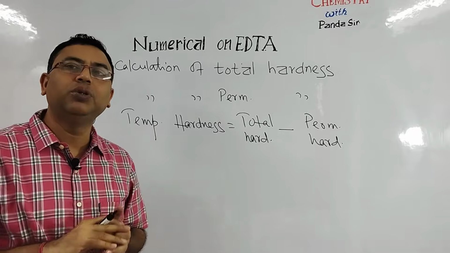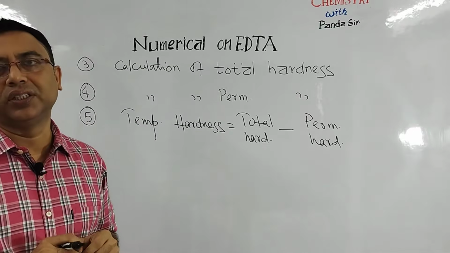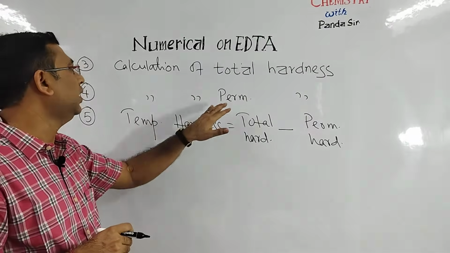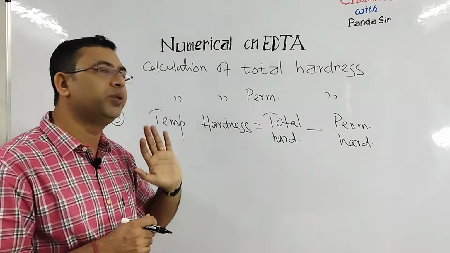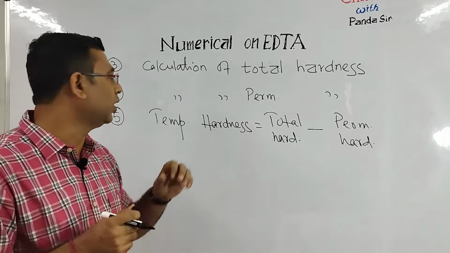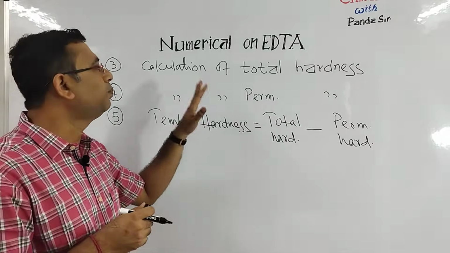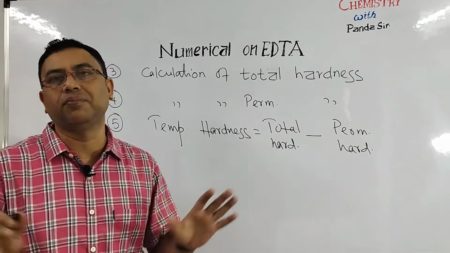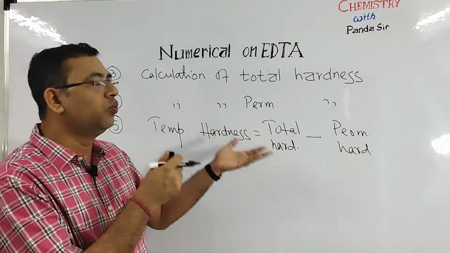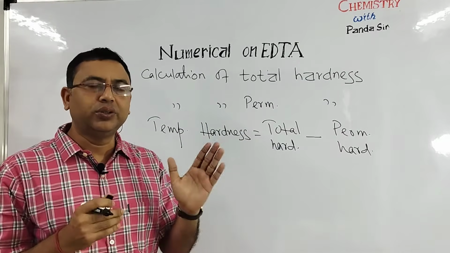So in any kind of numerical, they are going to ask you two things. Either they can ask you to calculate the total hardness, permanent hardness and temporary hardness, in the name of various hardness, or they can only ask you to calculate the temporary hardness. But the process remains exactly the same. So what are the steps? Let me quickly recap, so that we can go to the numerical after this and do it easily.